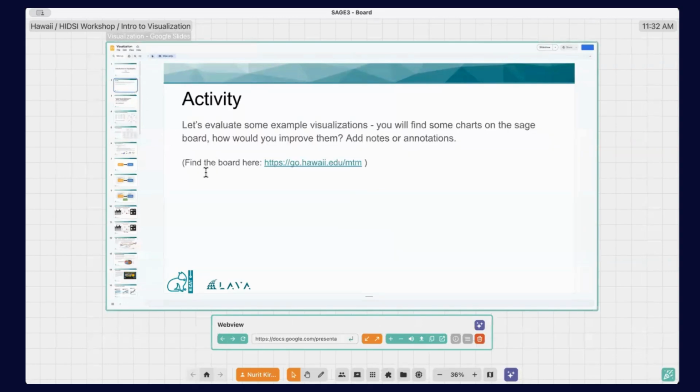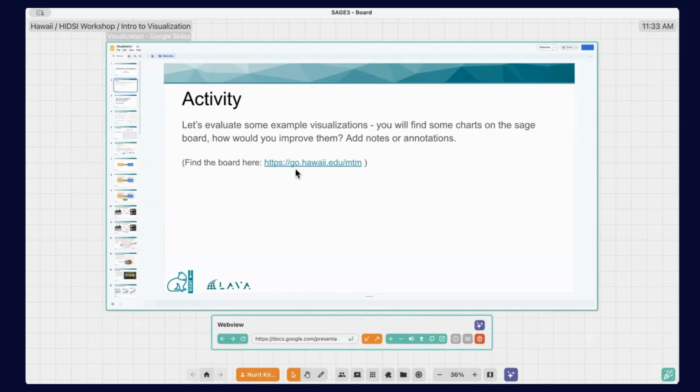Now, I actually wanted to start with an activity because I hope that everybody is familiar with Sage. All of the stuff is going to be on the Sage board, and you can grab the slides as well if you're interested. The board is this Go Hawaii EDU MTM. And I'm a part of the Sage development team, so that's why everything that I do is on Sage.